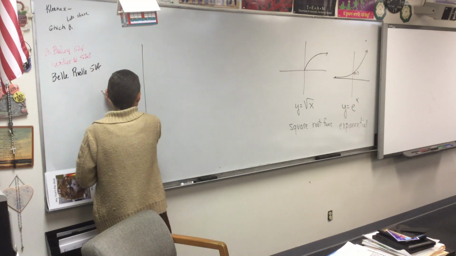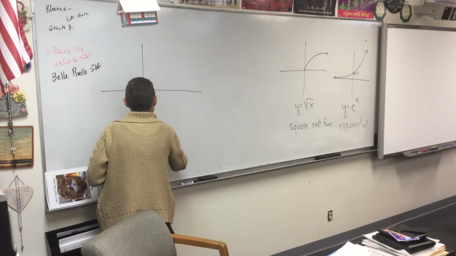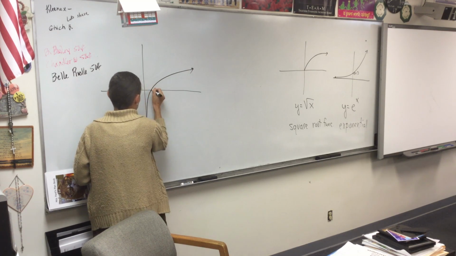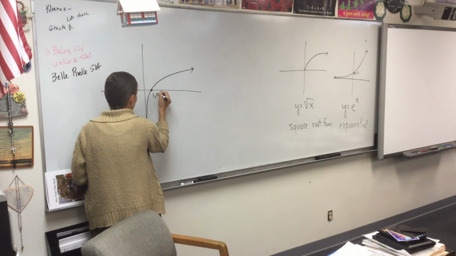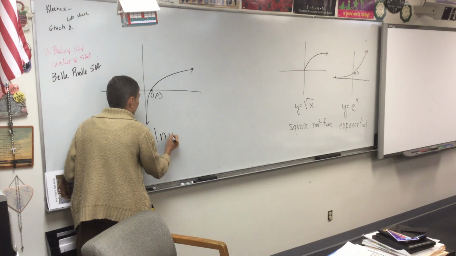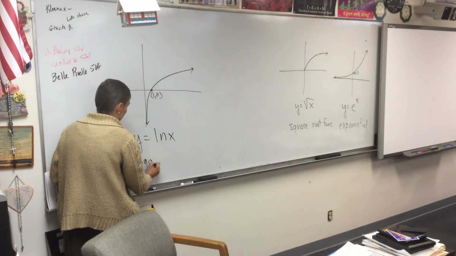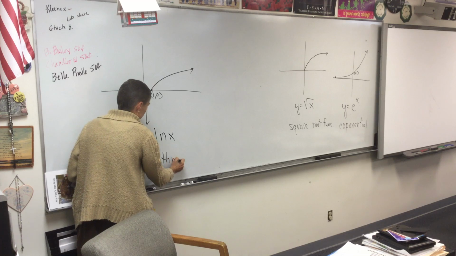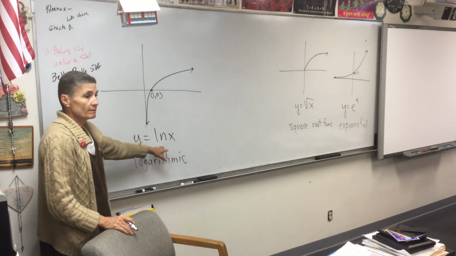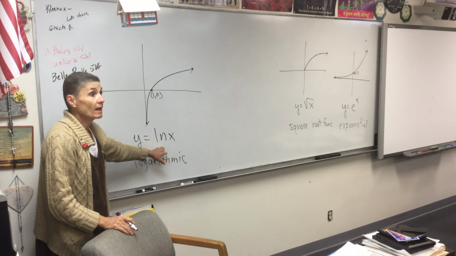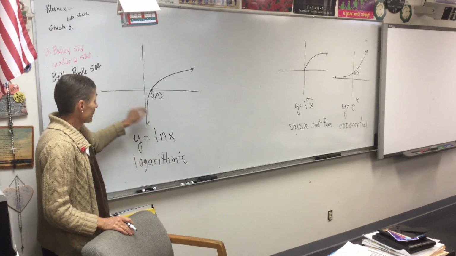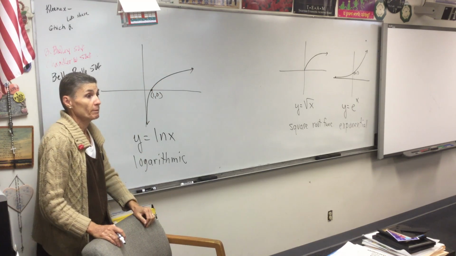Now we have this one, and that's the point 1, 0, and this is the logarithmic function. Remember ln, that's an ln, not a 1n, that's an ln. You remember that from last year in natural logarithms. So this is what a logarithm looks like if you draw a picture of it.